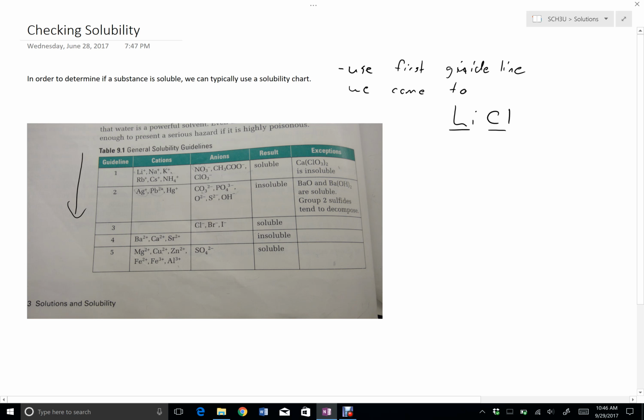So in our first example here, lithium chloride, if I start looking at the chart, I'm going to see chlorine is down here and lithium is up here. Since lithium is in the top guideline, guideline number 1, we're only going to pay attention to lithium. Lithium is soluble, so I know that this entire compound is soluble.